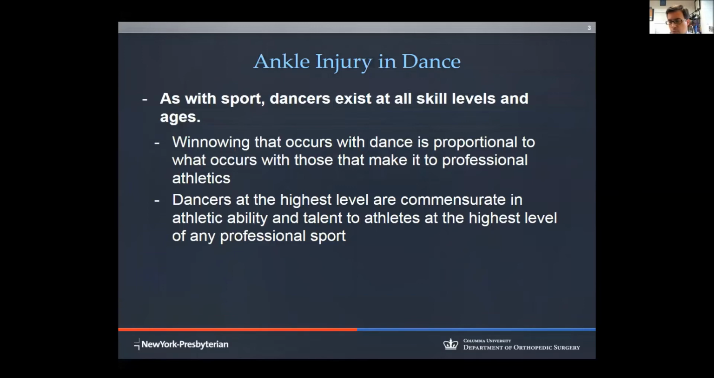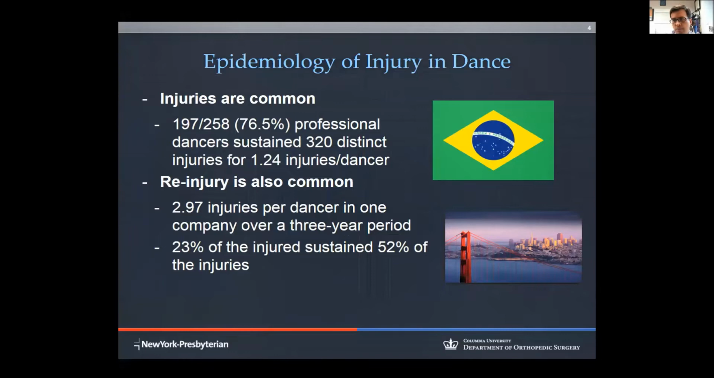So, as orthopedic surgeons, we deal with sports a lot, and so sports is a good analogy for dance because dancers are essentially performance athletes. And on the way to becoming a professional, there's a very similar process of winnowing down that occurs, such that the dancers at the highest level are commensurate in talent and athletic ability to the highest levels of any professional sport.